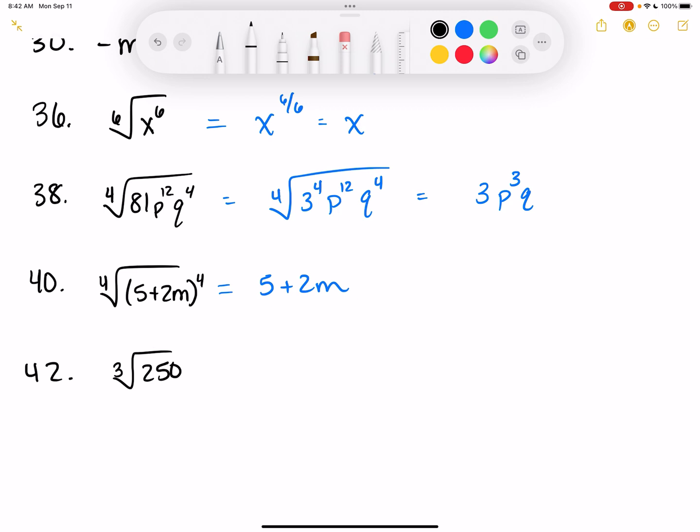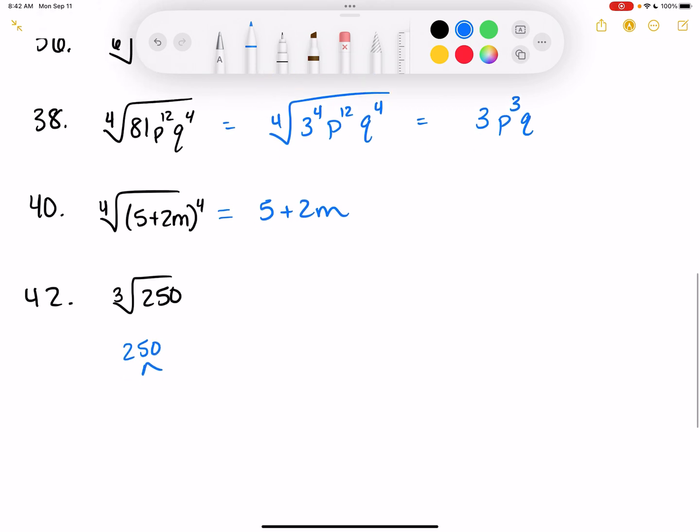So I'm basically going to be breaking these down as much as possible, and anything I can take out in groups of 3, I will take out. So 250 breaks down into what? 5 times 5 times 10. Okay.